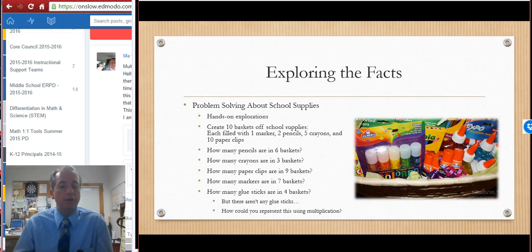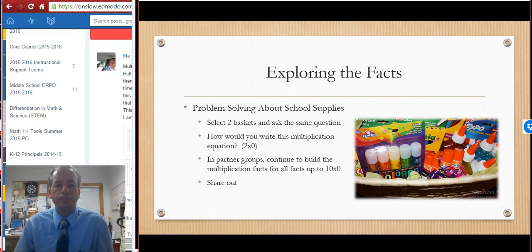In case somebody added glue sticks to every basket, then it wouldn't be 4 times 0 anymore. So we can say that there are 4 times 0 baskets of glue sticks. So representing that using multiplication, doing this repeatedly with different objects. Kids could certainly do this with candy in a basket. They could do it with any set of objects, right, where one of those things is not included.